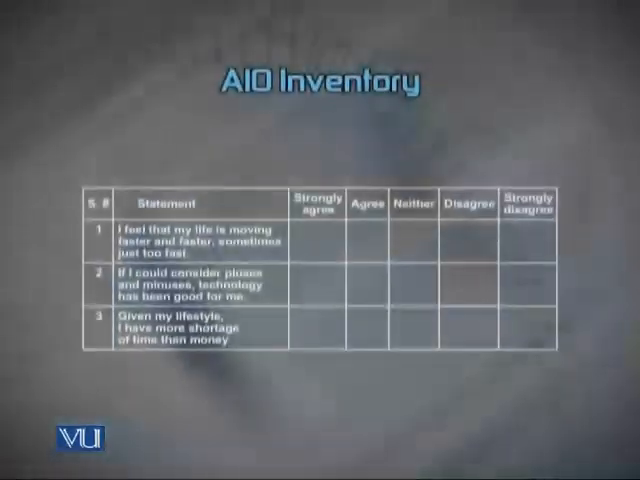Why? Because we are trying to cover the overall country's base and trying to figure out how these segments can be developed within a country. So a large number of questions and responses are taken, and I'm just showing you a small portion of what we call the AIO inventory.